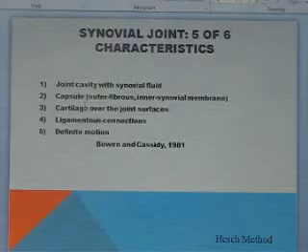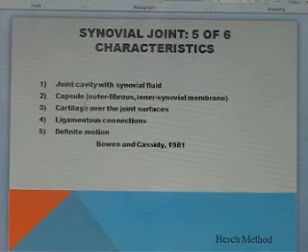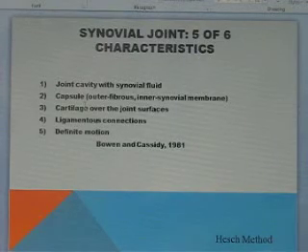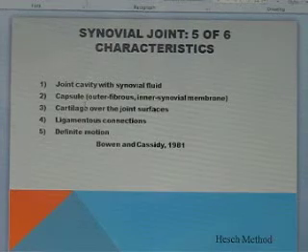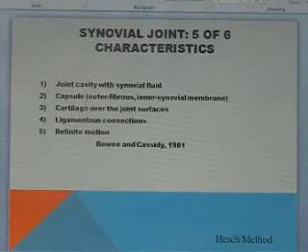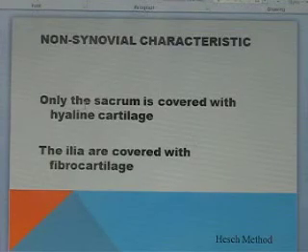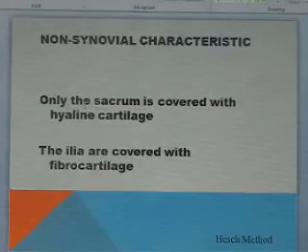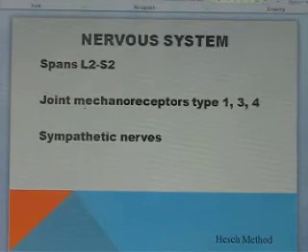So the SI joint is basically a synovial joint. This is according to Bowen and Cassidy, who did a brilliant study in '81, a landmark article. It has 5 of 6 synovial characteristics: a joint cavity with synovial fluid, a capsule with an outer fibrous and inner synovial membrane. Both surfaces have cartilage. It has ligamentous connections, and it has definite motion. The one characteristic that makes it not a complete synovial joint is the fact that the sacrum has hyaline cartilage, whereas the ilium has fibrocartilage.